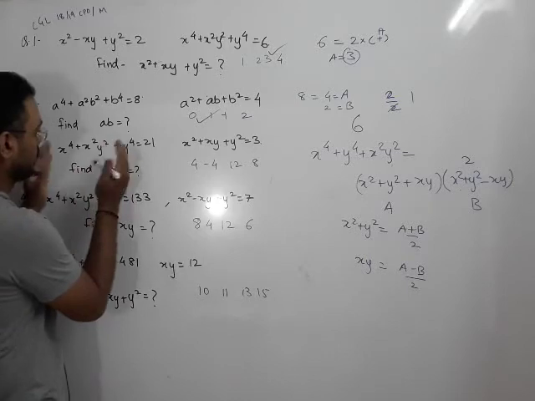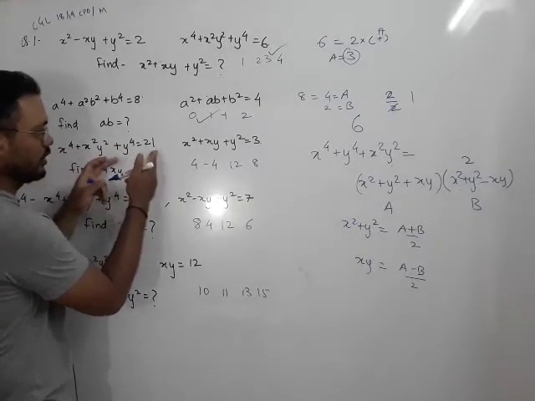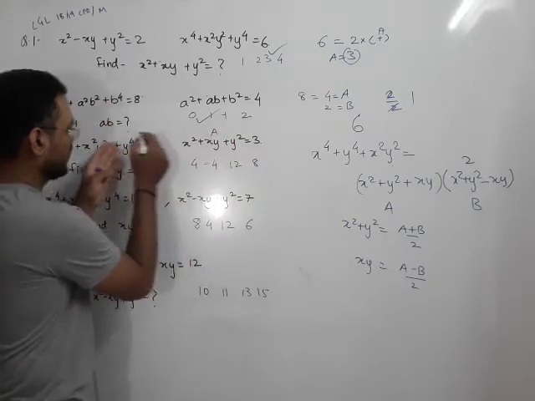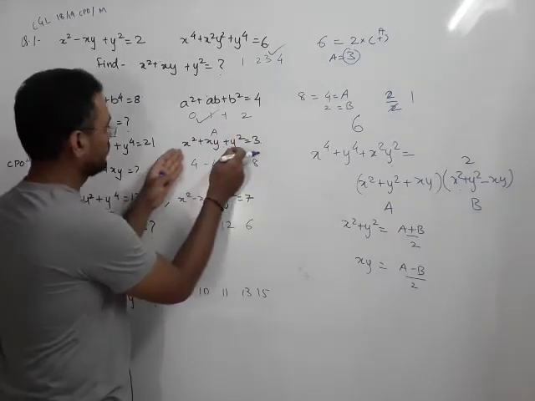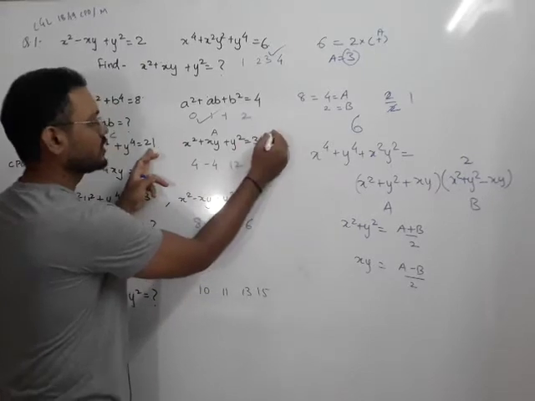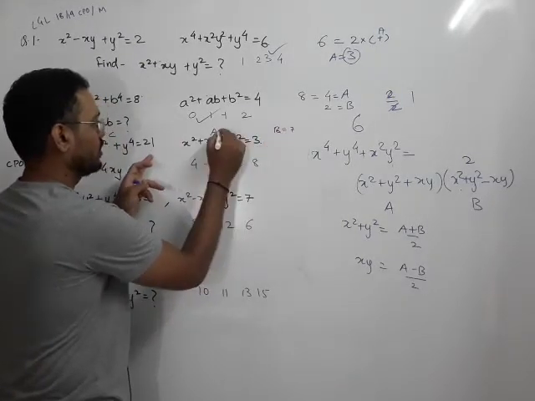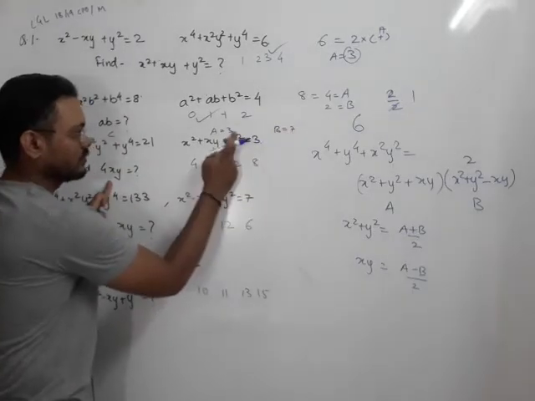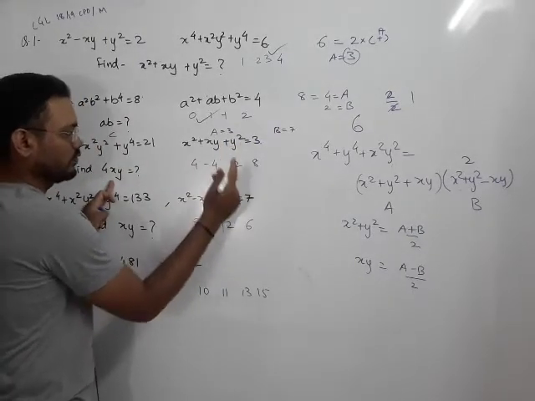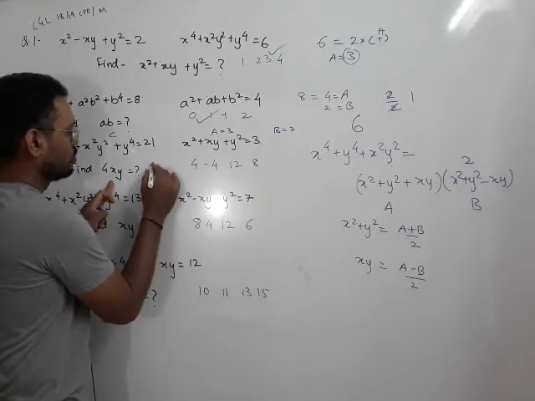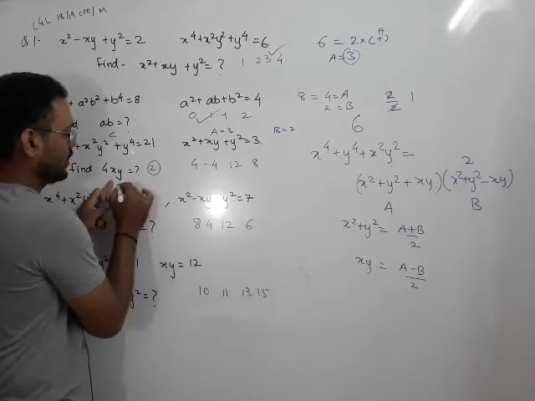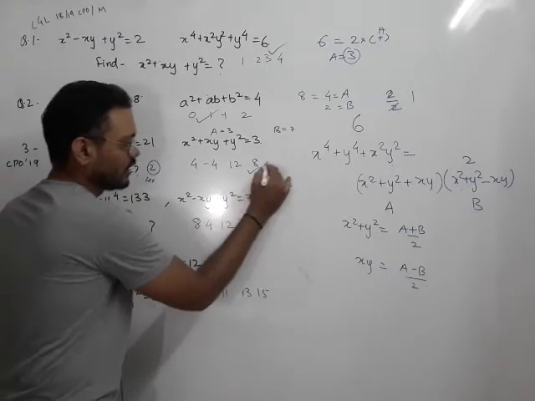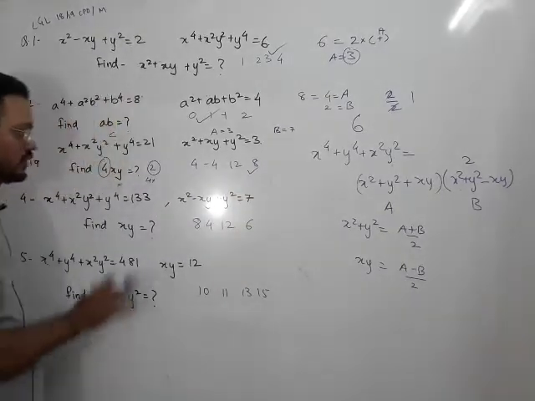Next one. Combined is given 21 plus my A term is given. This is my combined equation. A term is given as 3. What will be my B? It will be 7. A is 3. What do they want? xy. A minus B: 7 minus 3 by 2, which is 4 by 2, which is 2. 2 is my xy. What do they want? 4xy. So 4 into 2 is 8 is my answer. It's done orally.